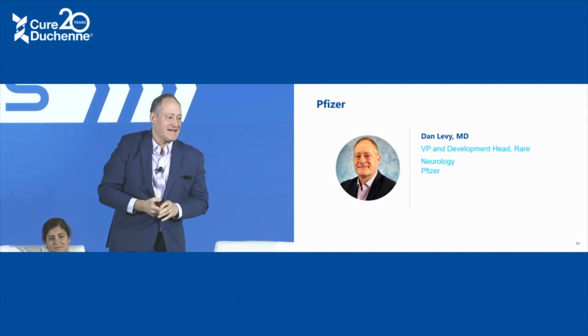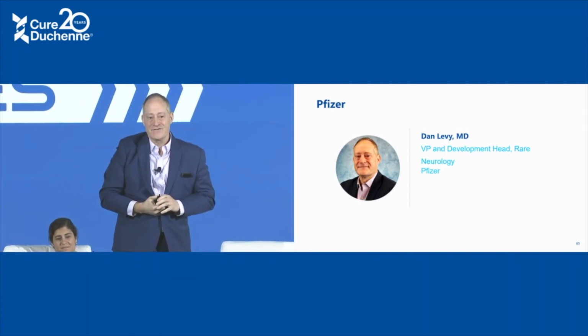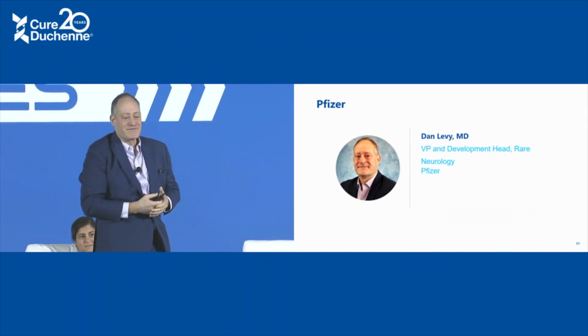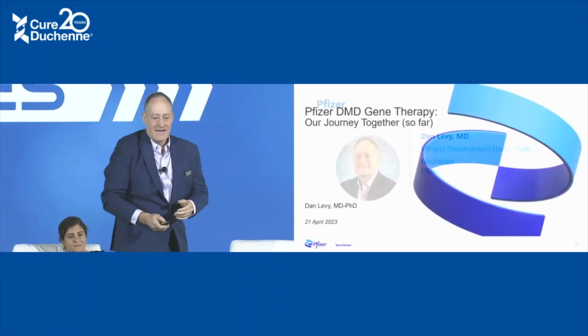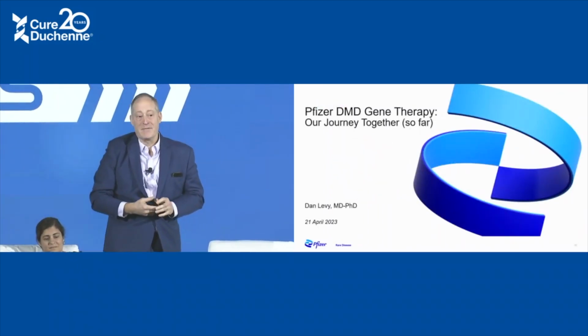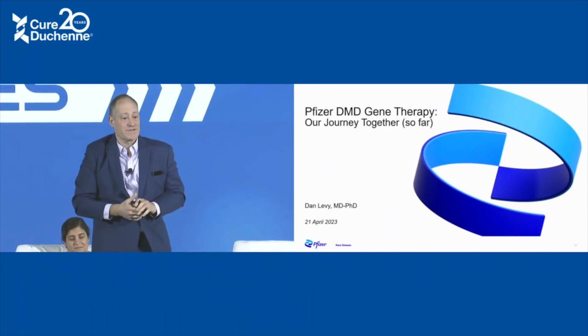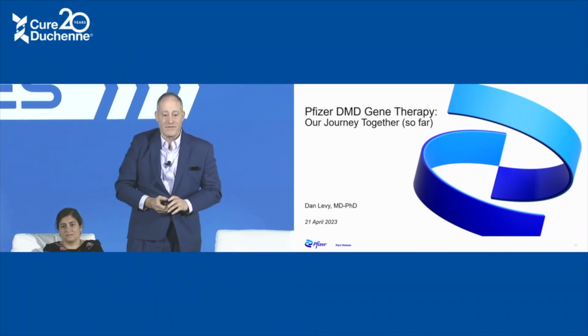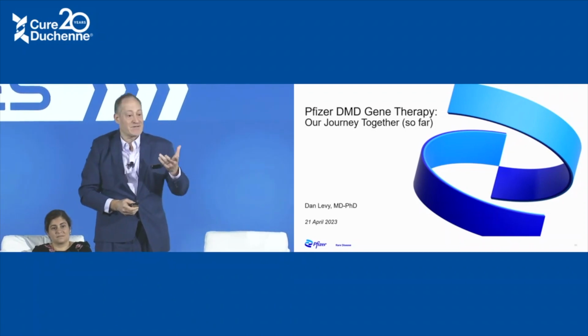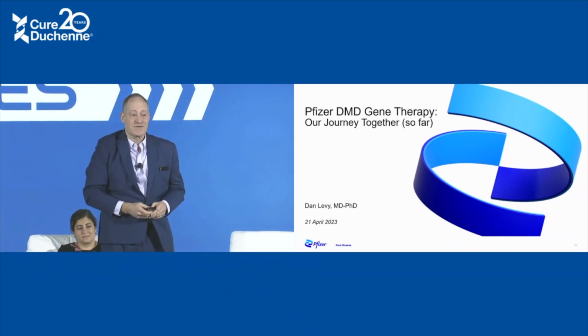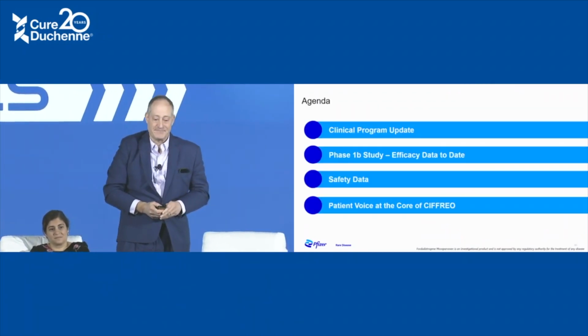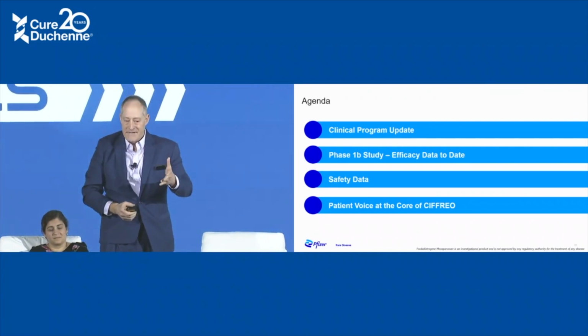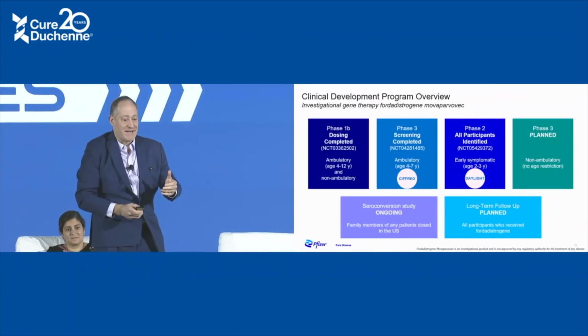I'm Dan Levy. As I mentioned, I lead the gene therapy program for Duchenne muscular dystrophy at Pfizer. And I'm going to be talking about our gene therapy, which is an AAV replacement gene therapy called fortadistrogene movaparvovec, as well as talking about some of the contributions that you folks in this room have made. I've got a lot to cover. I'm going to dive right in.